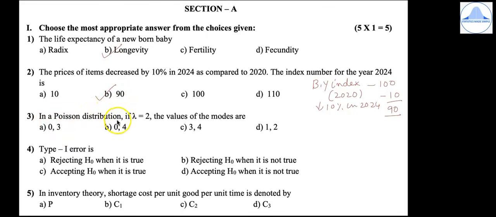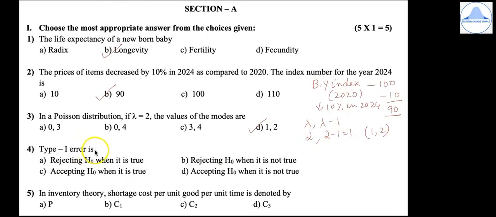In a Poisson distribution, the third question, if lambda is equal to 2, the values of the modes are A 0, 3, then B 0, 4, C 3, 4 and D 1, 2. So in a Poisson distribution, lambda is equal to 2. That means it is an integer. So the values of the mode will be bimodal, that is lambda and lambda minus 1. So it will be 2 and 2 minus 1, which is equal to 1. So the correct options are 1 and 2, that is option D.